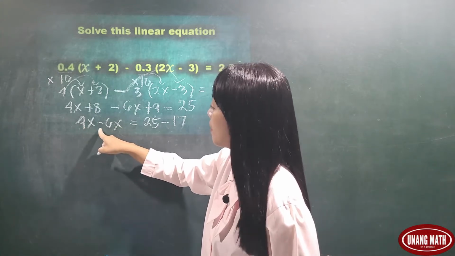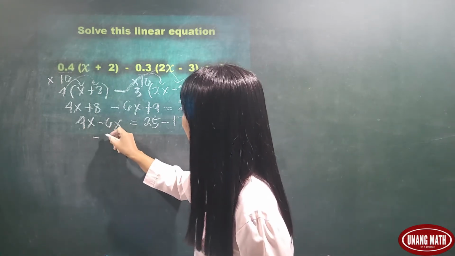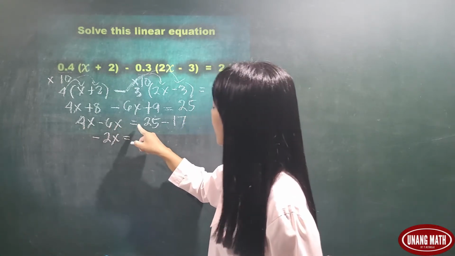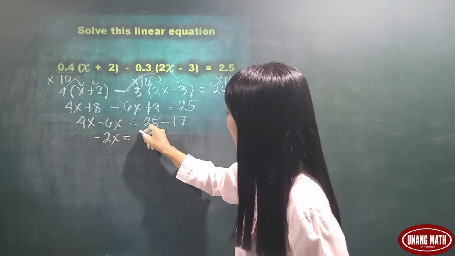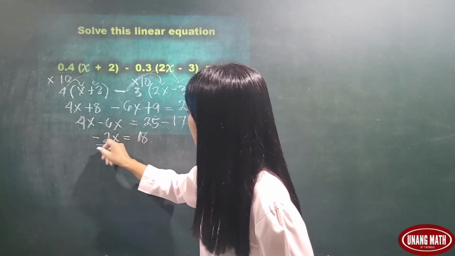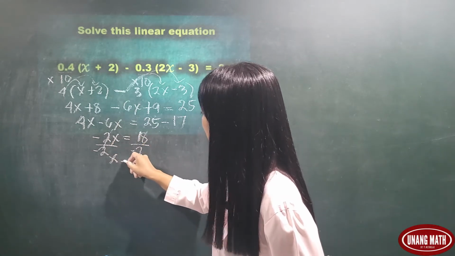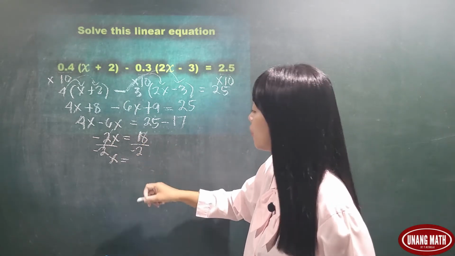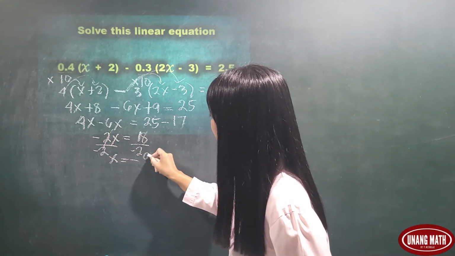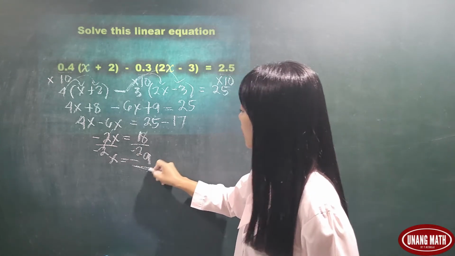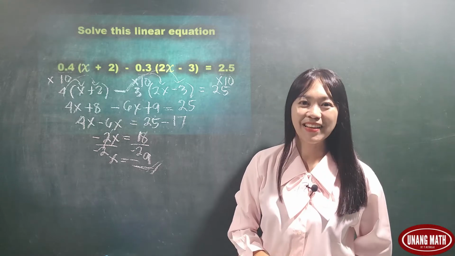So 4x minus 6x, this is negative 2x. 25 minus 17, this is 18. Okay, divide both sides by negative 2. So x is equal to 18 divided by negative 2. So it's negative 9. So the solution to this equation is negative 9.